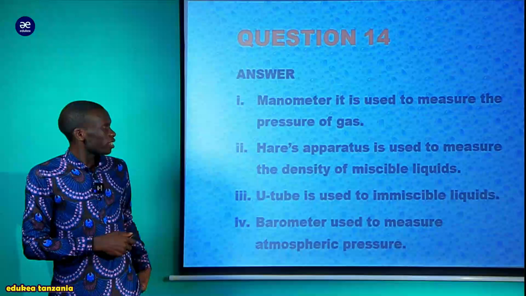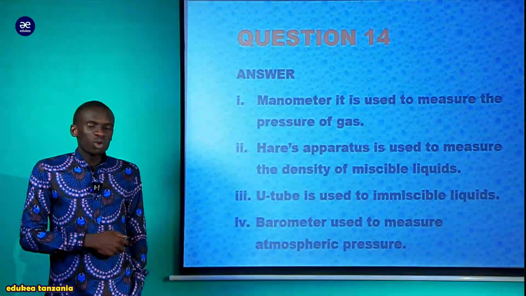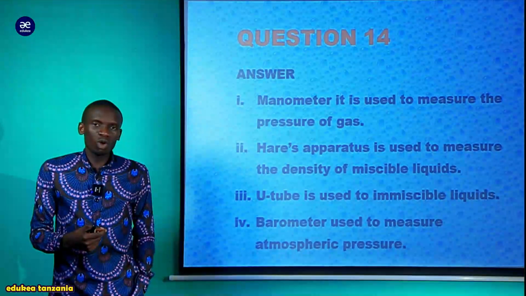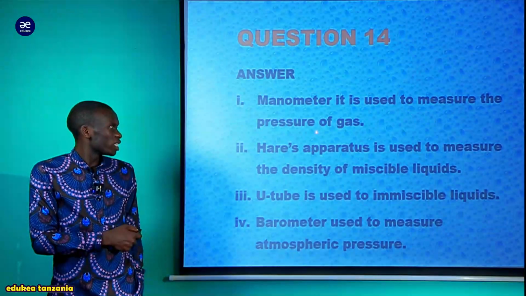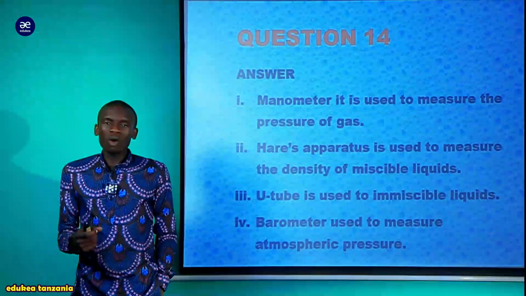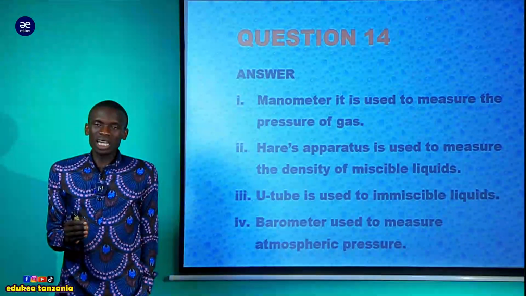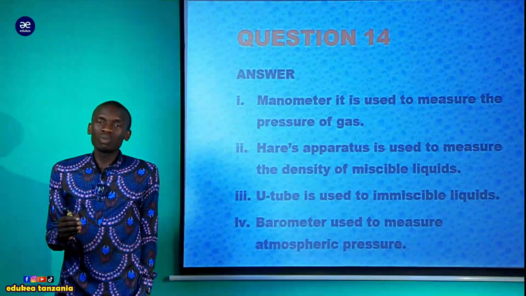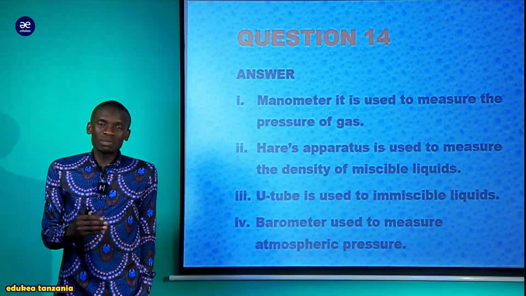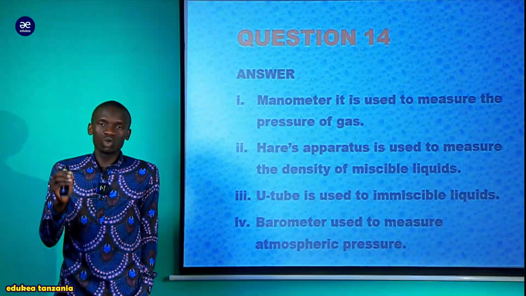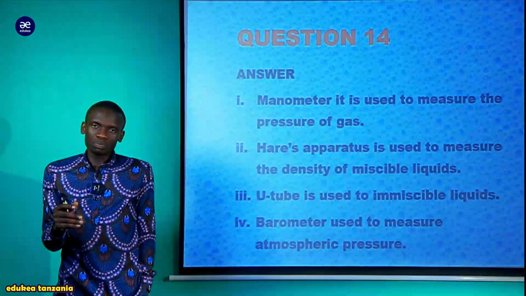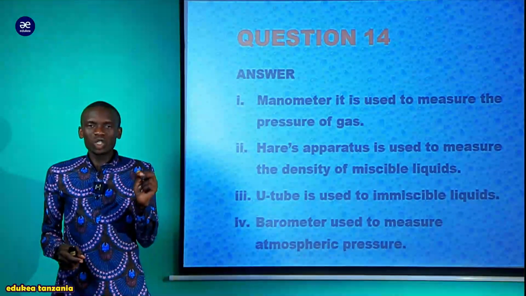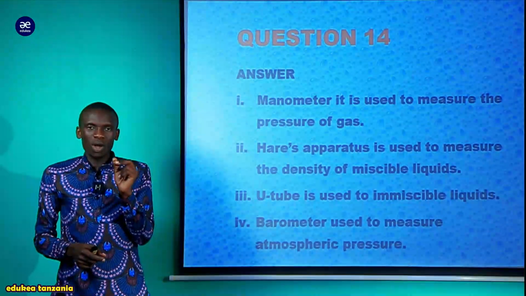By starting first, the manometer. We say a manometer is used to measure the pressure of gas. So a manometer is an instrument that is used to measure air pressure. This manometer is like a U-tube open at both ends, in which one end is connected to the gas supply.